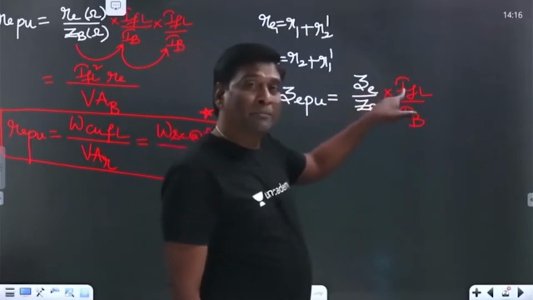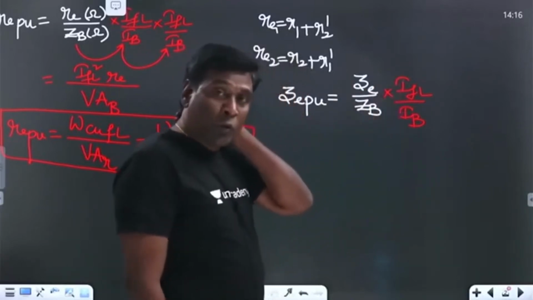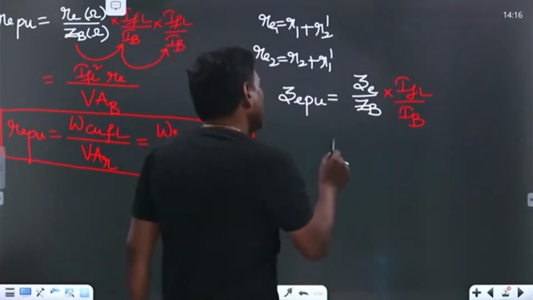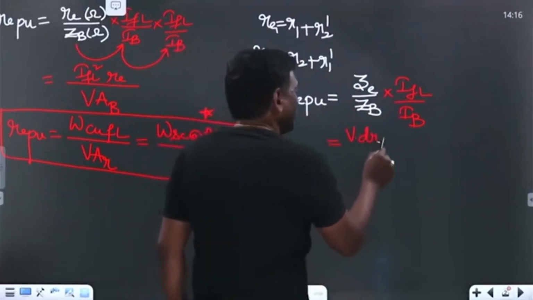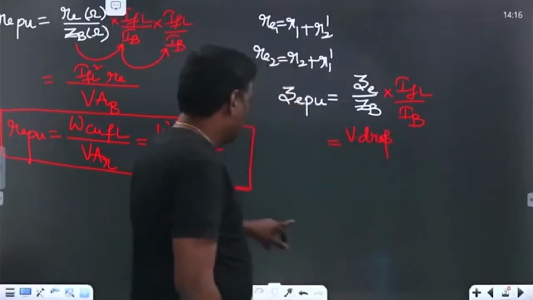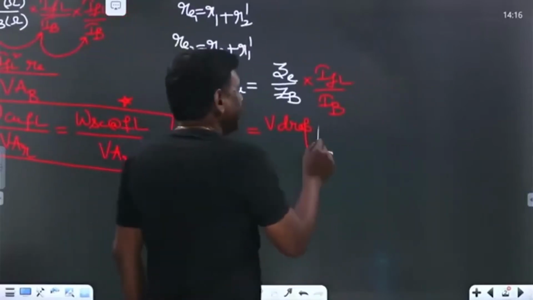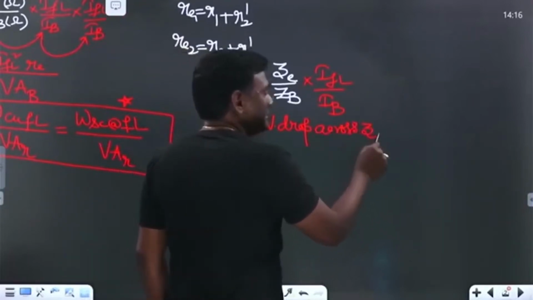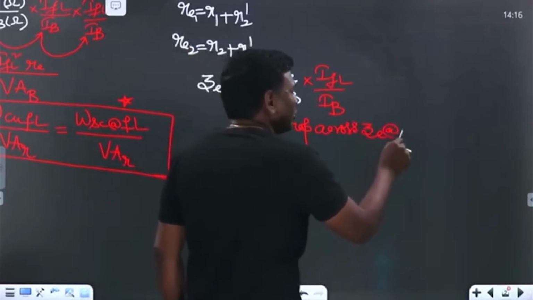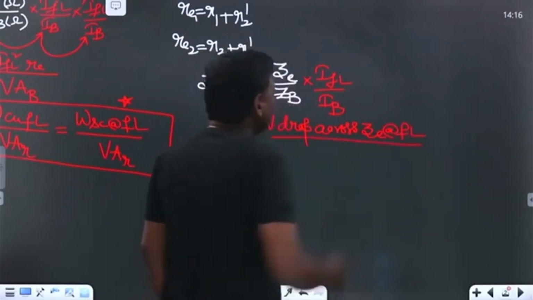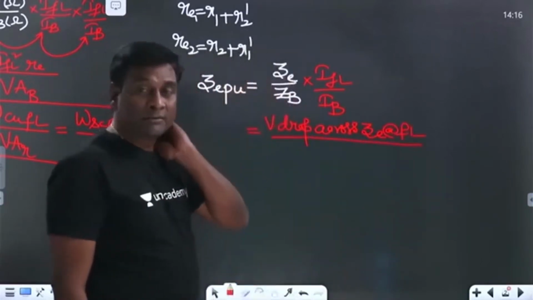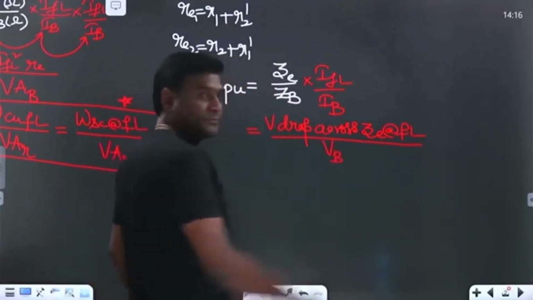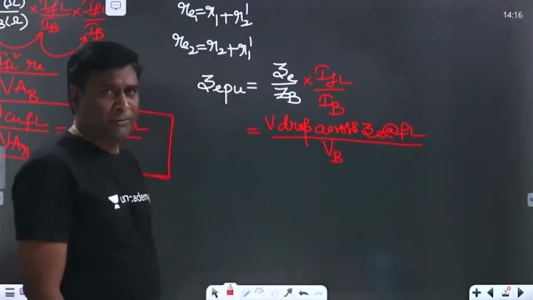Now, full load current multiplied by ZE will give you the voltage drop across the total leakage impedance at full load condition. So this is going to be the voltage drop across the total leakage impedance ZE at full load, divided by V base into Z base into I base. Z base into I base is going to be V base.